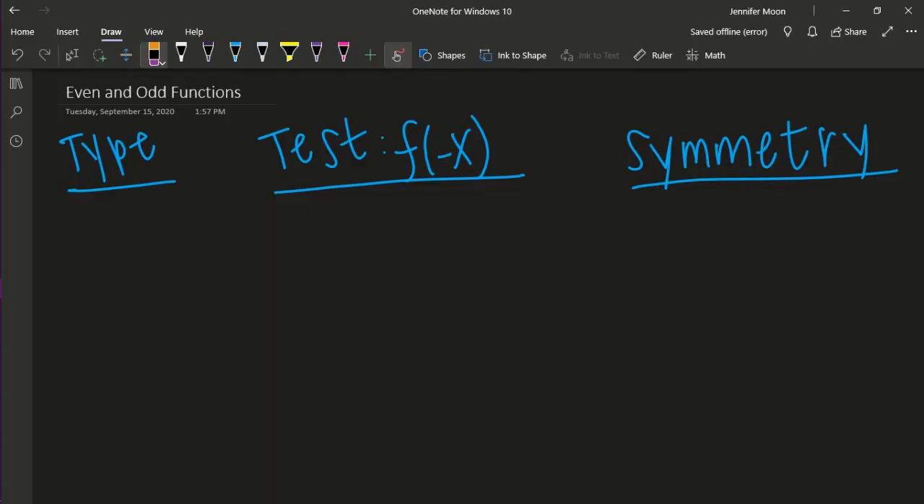Okay, so we're going to do even and odd functions. There are three different types for our even and odd functions. It's actually even, odd, and neither.